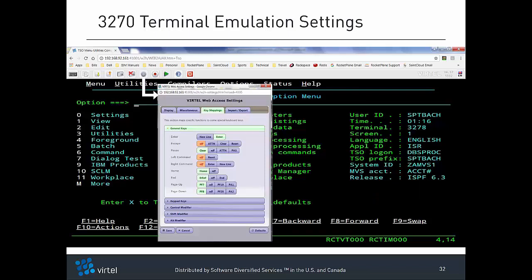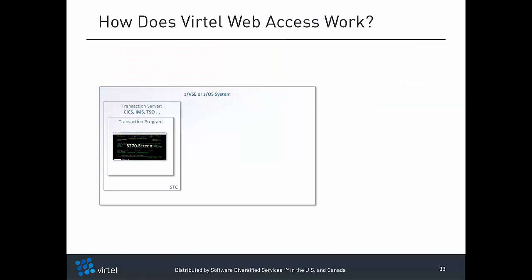The settings menu allows users to customize the screen appearance, remap the keyboard, and implement other such customization. So, how does Virtel work? Well, 3270 applications interface with their users via legacy 3270 screens. Those screens are sent to the users via a VTAM and SNA connection.